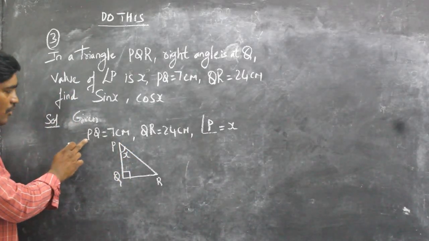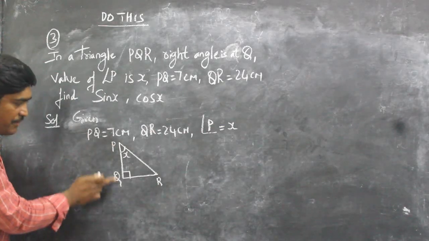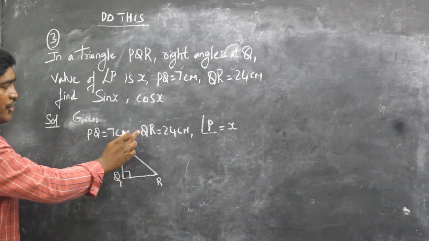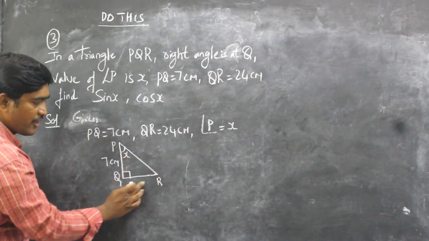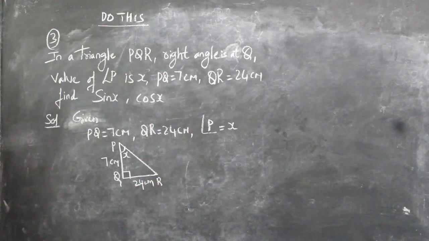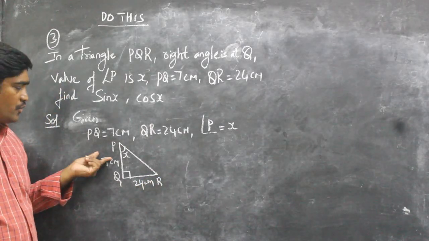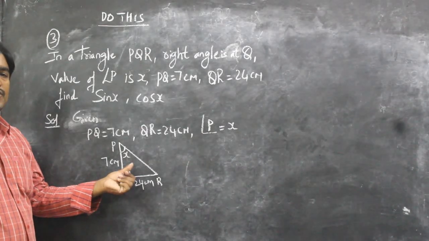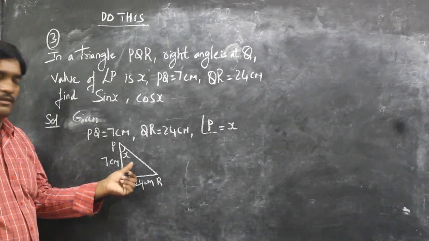Next, PQ. Where is PQ? This is PQ. PQ is given as 7 centimeters, and QR is given. Where is QR? This is QR, and QR is given as 24 centimeters. Now if you observe, two sides are given and this is a right angle triangle. So I will go for the Pythagoras theorem.